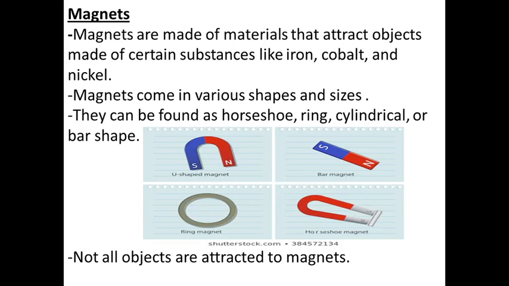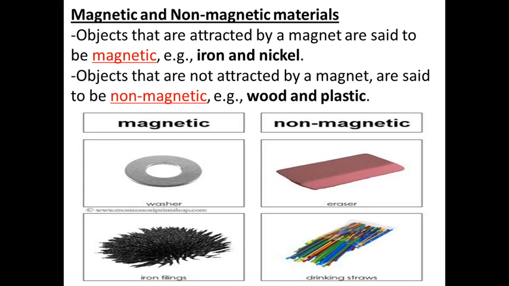But one thing to learn: magnets are made up of iron oxide, and magnets attract substances which are made up of iron, cobalt and nickel. So not all objects are attracted to magnets. According to this property, there are two types of materials: magnetic materials and non-magnetic materials. So let's see what are the magnetic and what are the non-magnetic materials.